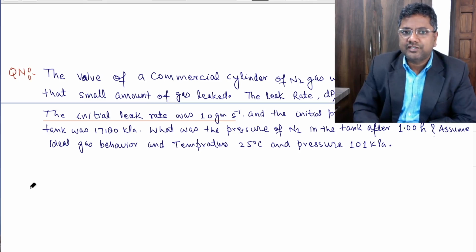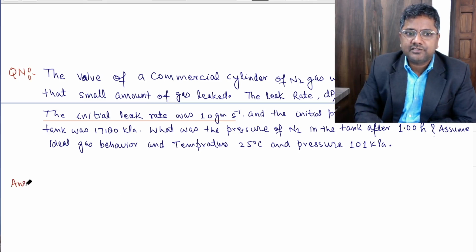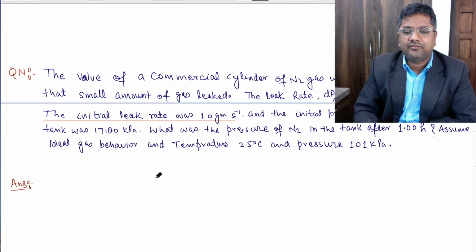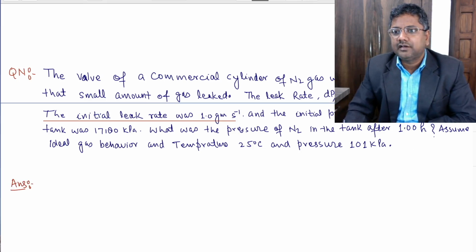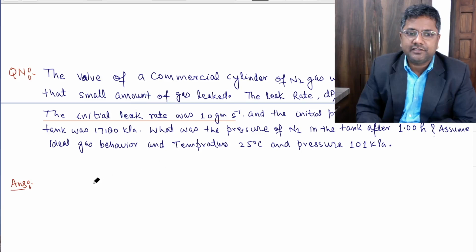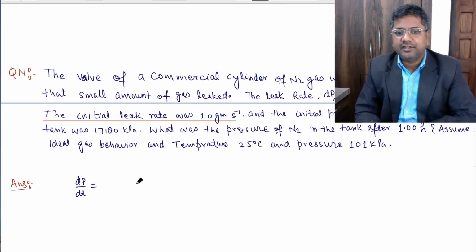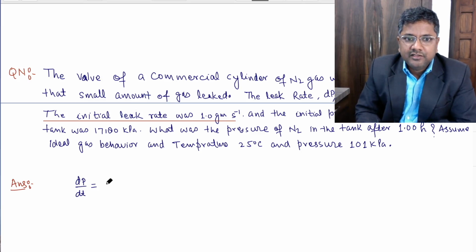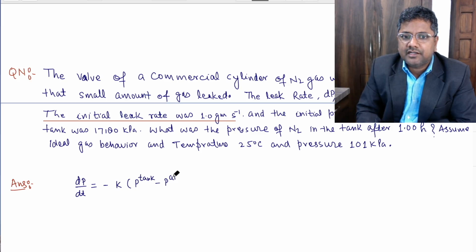So how to proceed with this question? First you have to find the expression for leak rate. This dP by dt, change in pressure per unit time, is equal to minus K times P tank minus P atmosphere, right?